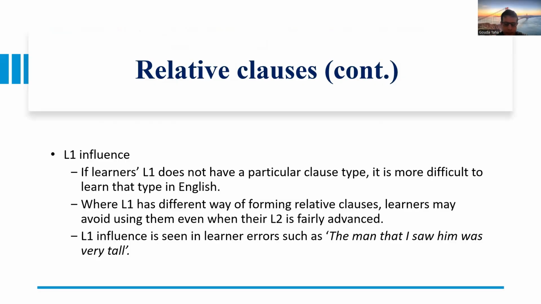Another thing that we also need to consider when we are describing, observing or even analyzing the relative clauses produced by the learner is the idea of first language impact, the influence of their first language, and the idea of transfer from their first language. So regarding first language influence, if a learner's first language doesn't have a particular clause type, it's more difficult for them to learn that type in English.